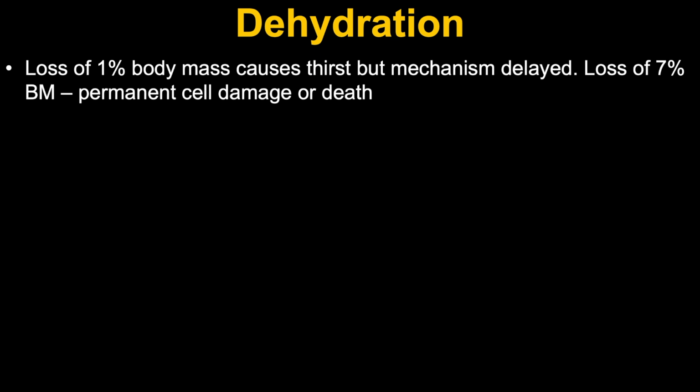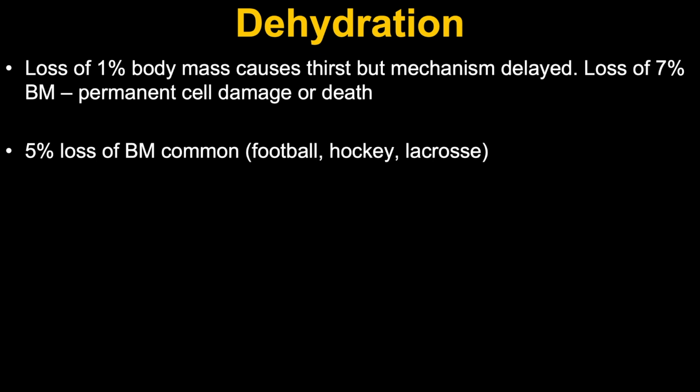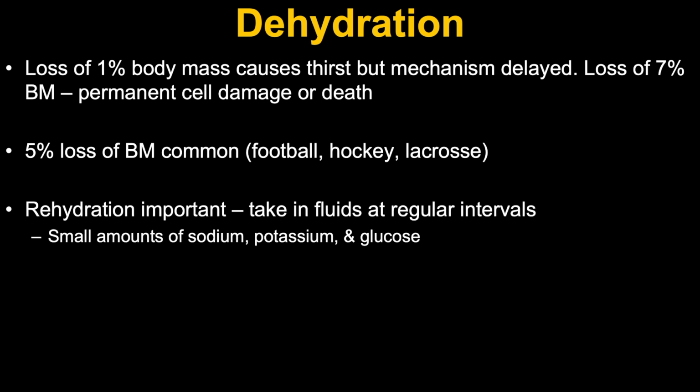A loss of 1% body mass causes the thirst mechanism to kick in, but it's going to be delayed. We can't rely on the thirst mechanism to promote the consumption of fluids. If this loss extends to 7% of body mass, then we're going to see permanent cell damage or even death. During team sports like football, hockey, lacrosse, etc., it's not uncommon to see a 5% loss of body mass. This is why rehydration is really important.